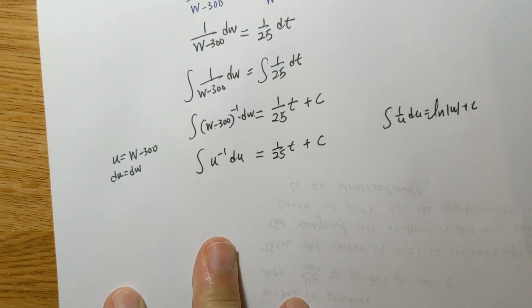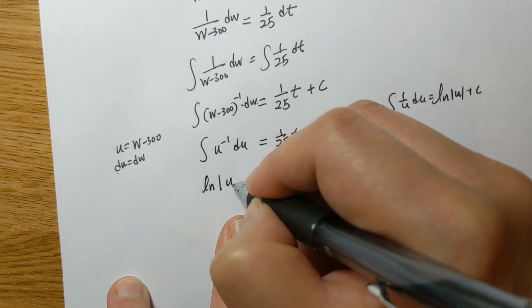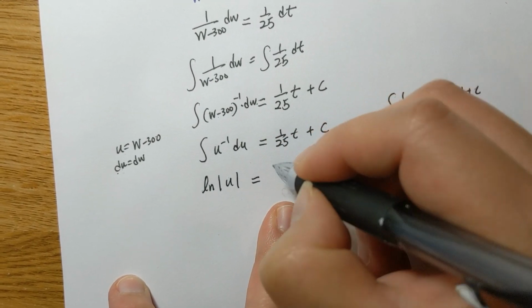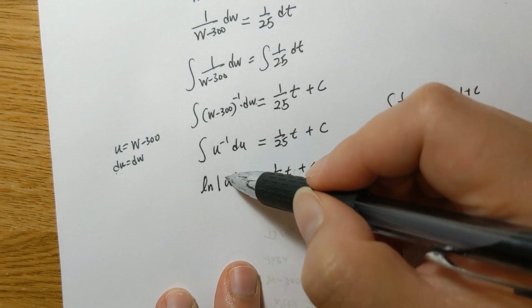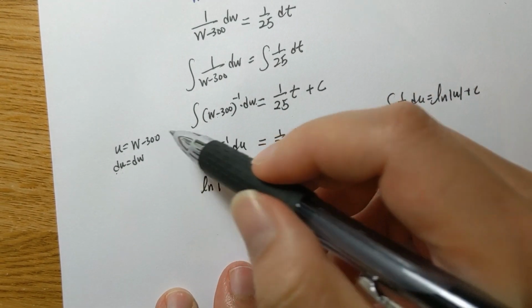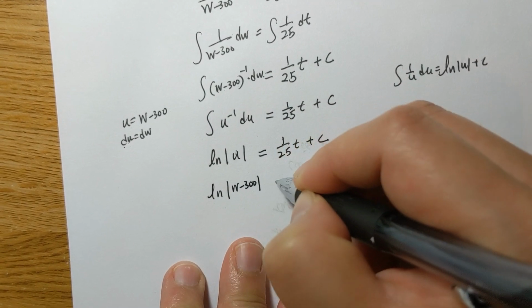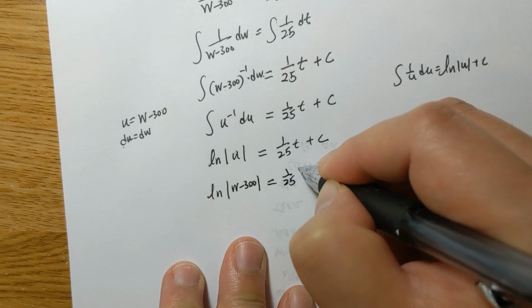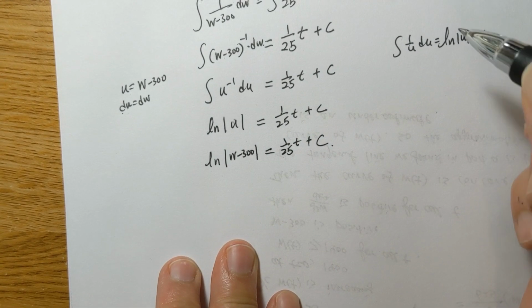Okay, you have to memorize this formula. So now I'm going to get the absolute value of u. Now u is W minus 300, so ln|W minus 300|. So we learned that before.